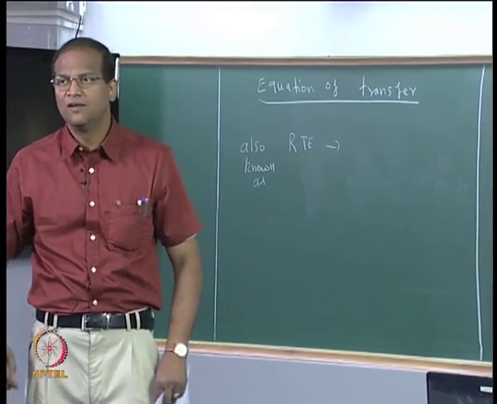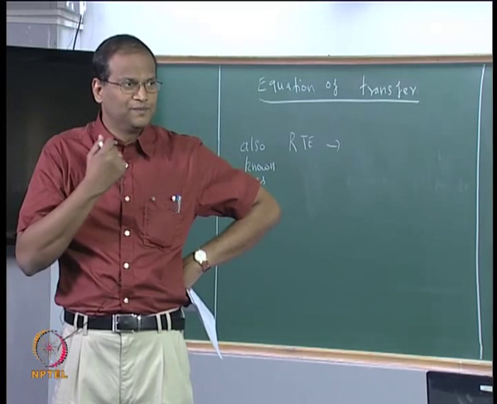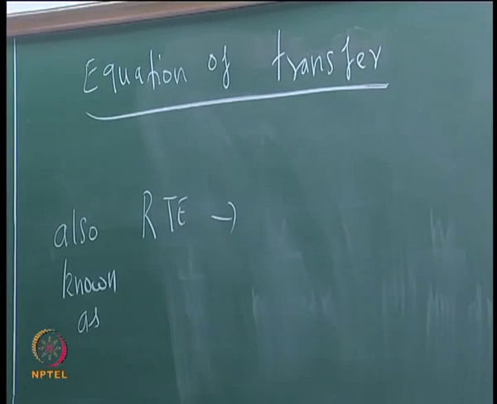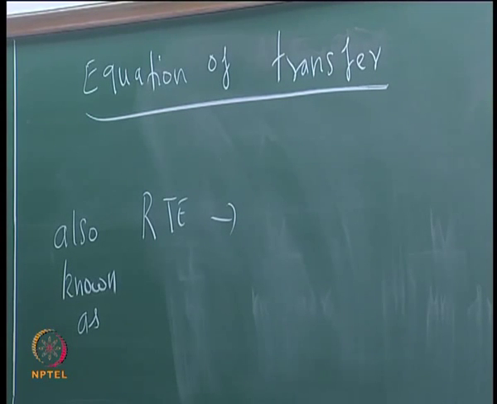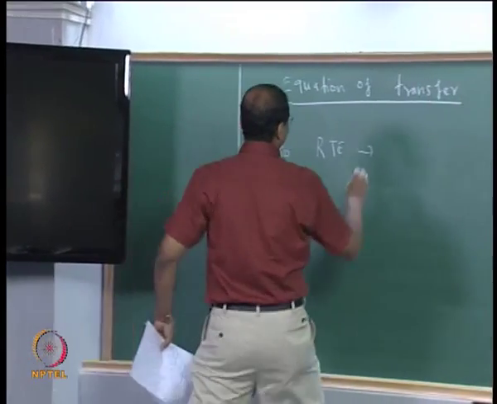There is a short form for also known as, right? No, that is okay. There is a short form for also known as, okay, AKA. So we are not worried about the short form of AKA. The long form of RTE is radiative transfer equation.